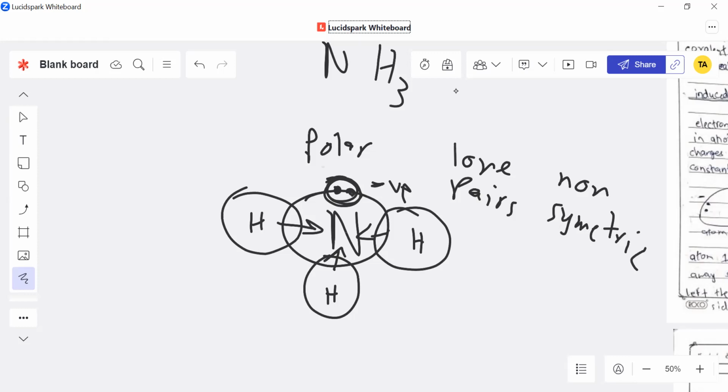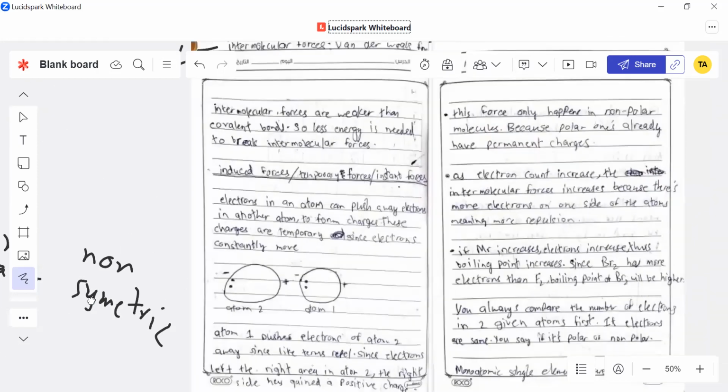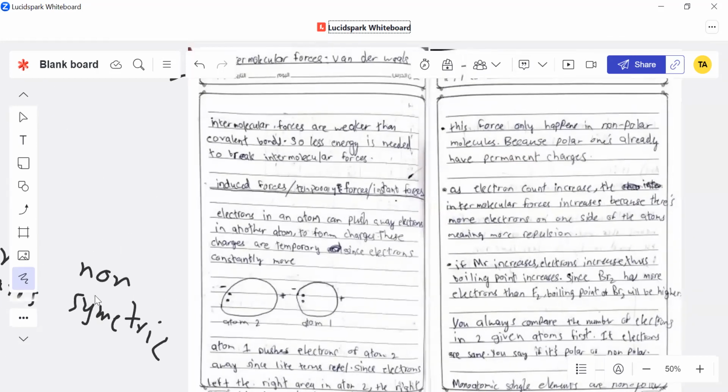Why is that? Because this lone pair will repel the hydrogen atoms, because the hydrogens have electrons, and these electrons will have a repulsion. This phenomenon is called VSEPR. You don't need to know what VSEPR is. Just know that if a lone pair is present, the molecule becomes non-symmetric, right? So moving on, intermolecular forces are the forces which are weaker than the intramolecular or covalent bonding.